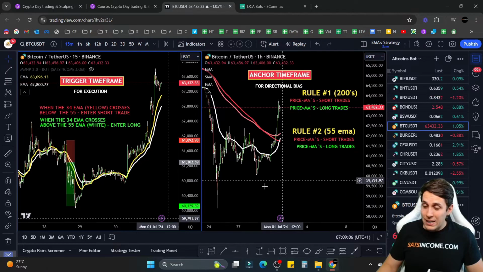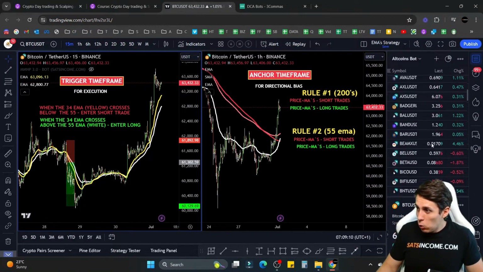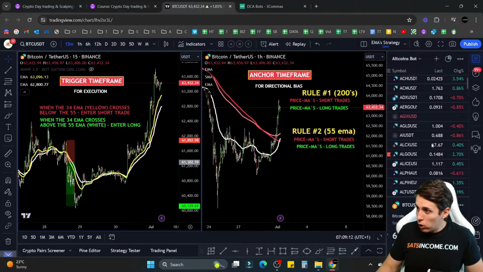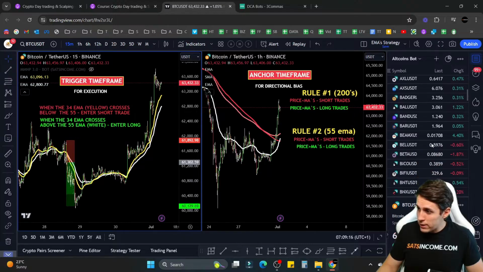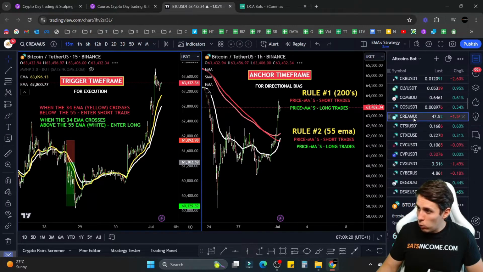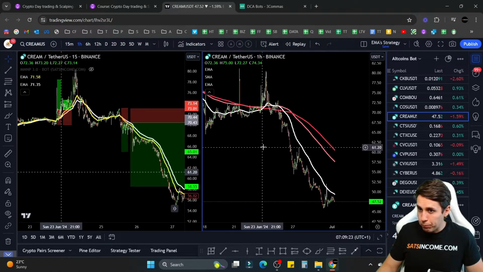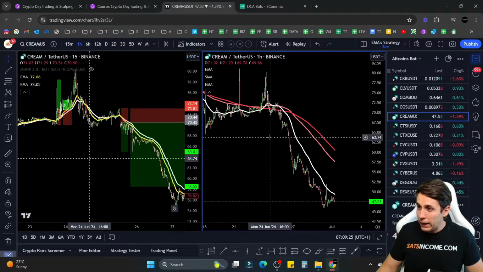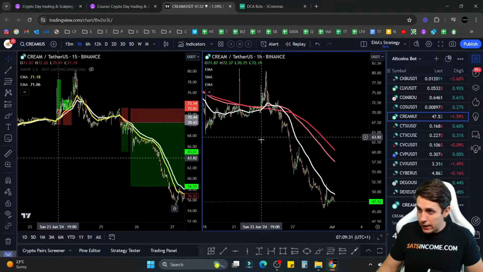Now we're gonna look at some examples so you guys better understand how this strategy works. We're actually gonna look at the same coins that we looked at with our previous strategy. So let's start with cream. I believe cream was the first one that we looked at. Where is the good old cream? Right here. Okay, so here we have the good old cream. Now we're gonna look at the results from this strategy for the last 7 days, starting right here.